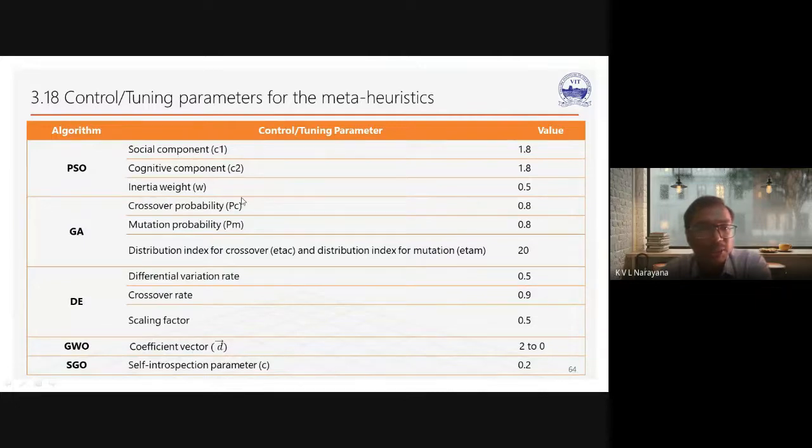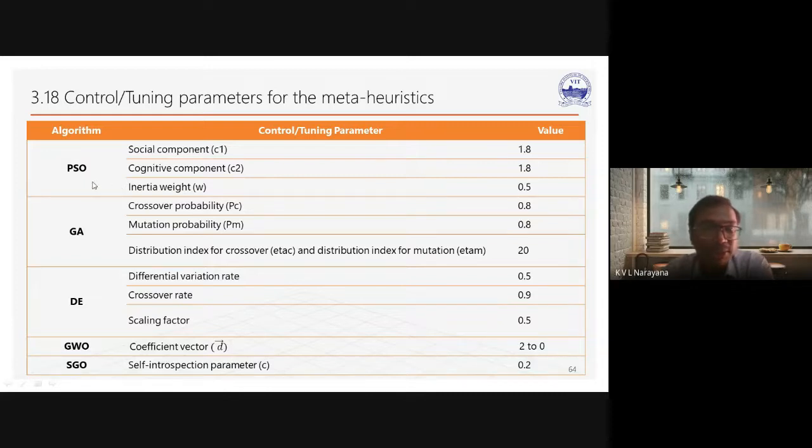use. In PSO, it uses 3 control parameters, that is social component, cognitive component, inertial component. Genetic algorithm uses 2 parameters, crossover probability and mutation probability, whereas differential evolution algorithm uses scaling parameters or tuning parameters. And Gray Wolf optimizer uses only 1 tuning parameter. SGO uses only 1 tuning parameter. This is to be selected. Self-introspection parameter. This is the point to be selected. These values are selected for comparison purposes.